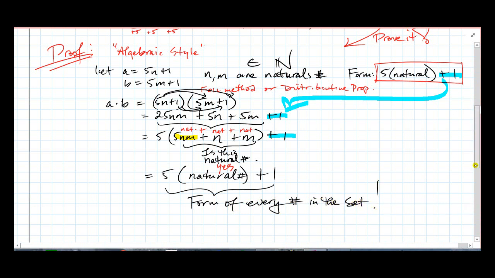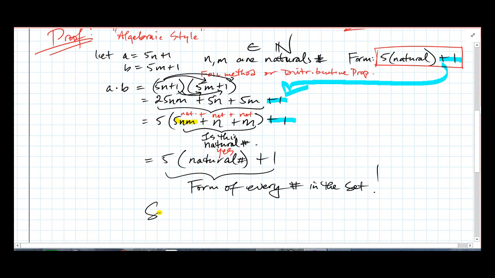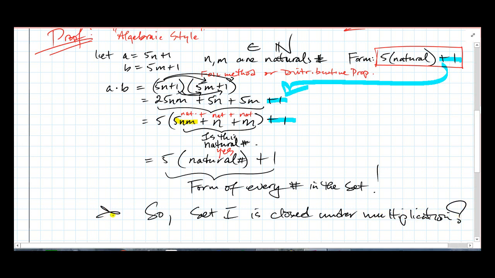Okay, and therefore it is closed. So set I is closed under multiplication. There we go. And that is my conclusion. That's a formal algebraic proof, without skipping any steps, by the way.